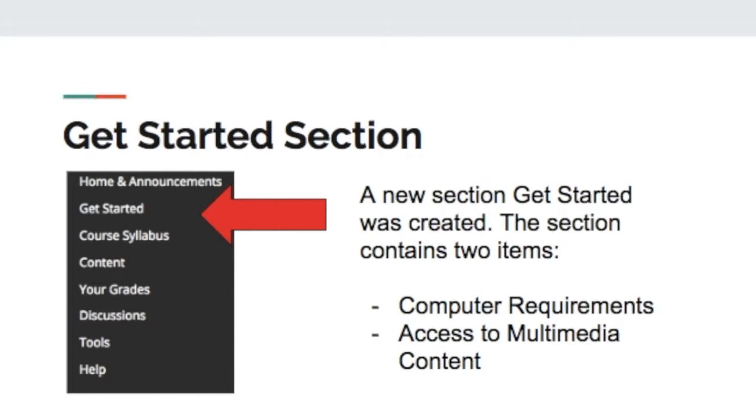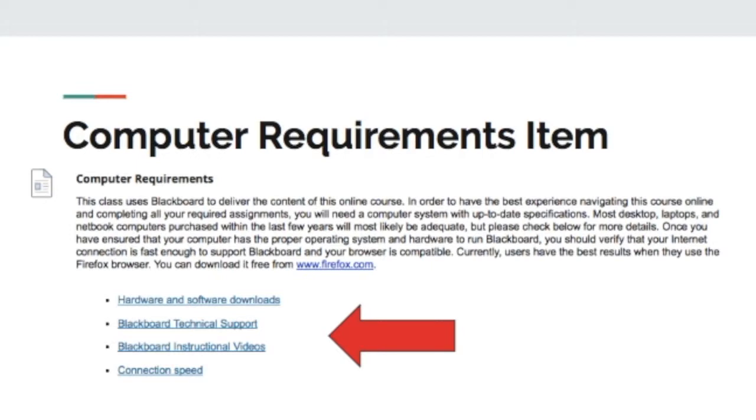And there are two parts in this Get Started section. One is the computer requirements and another one is access to multimedia content. The computer requirements item basically tells the students what they need to do in order to test their computers before they can get started with a course, and it is very important to do because we have to make sure that our learners are ready in terms of their technology before they start taking the course. If they're not ready, at the beginning of the course, they should figure out and troubleshoot what needs to be done in order to fully engage in the course content.